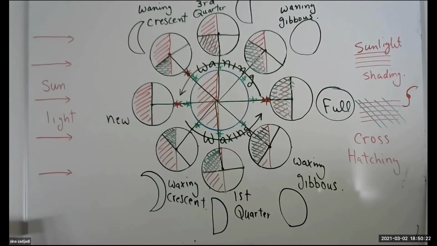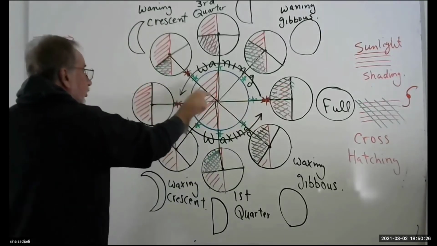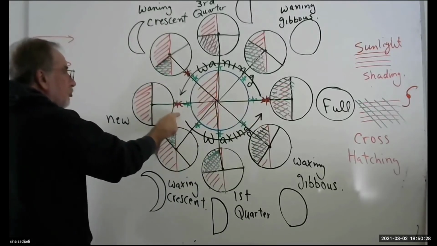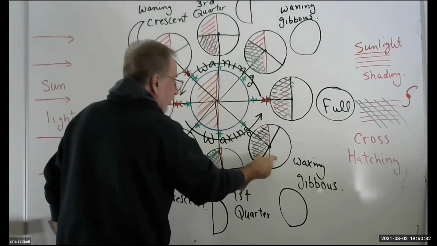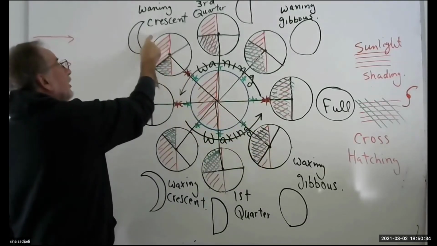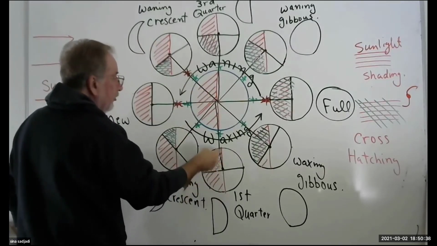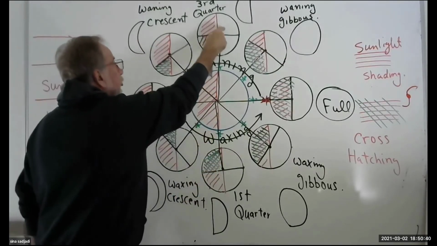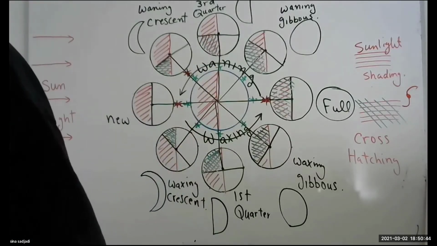That's all. Full moon, we see new earth. New moon, we see a full earth. Waxing gibbous, we see a waning crescent earth. First quarter moon, we look at the earth, we see a third quarter earth, like that. Exactly the opposite, all right?